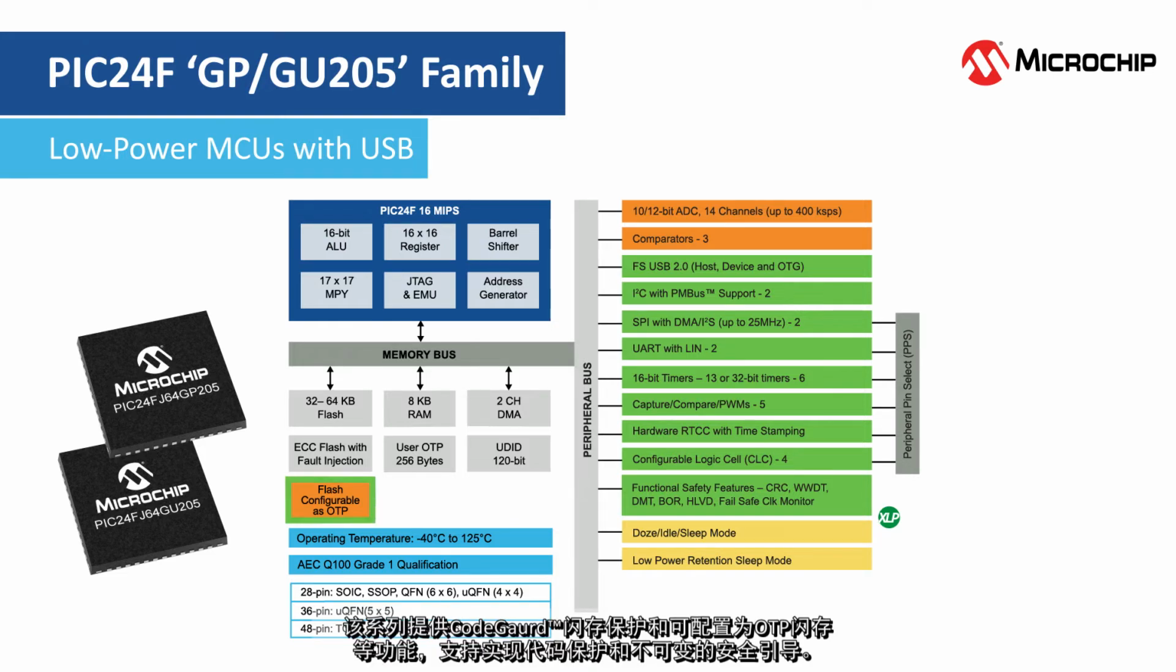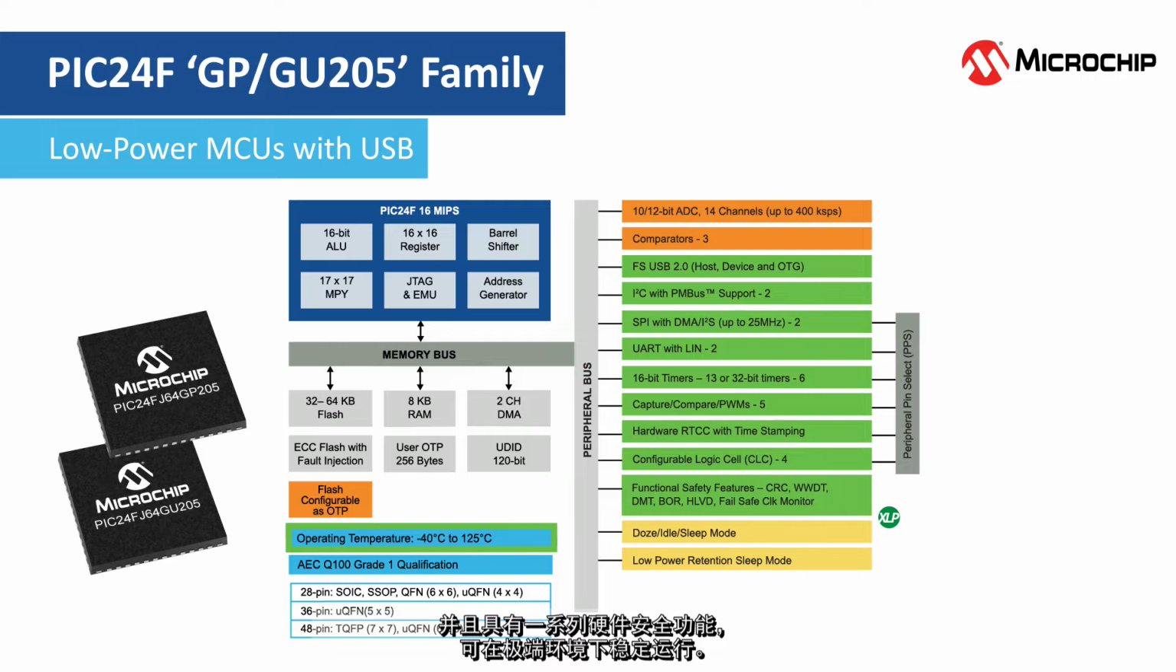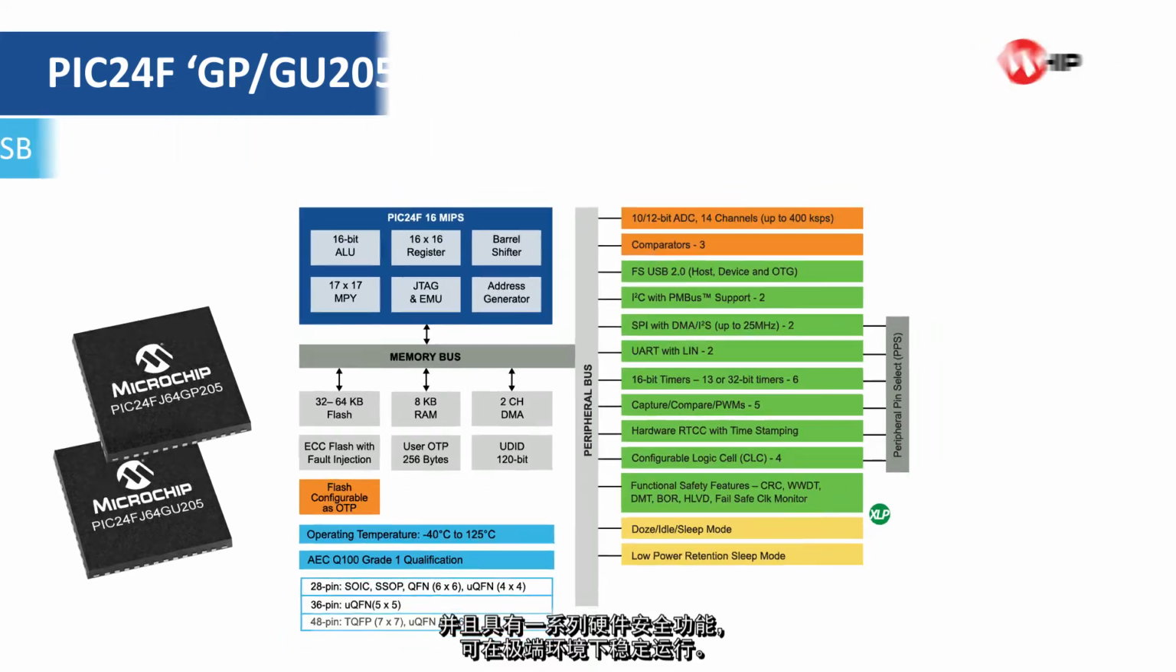Offering features like CodeGuard flash protection and flash configurable as OTP, this family enables implementing code protections and immutable secure boot. The AEC-Q100 Grade 1 qualified family can operate up to 125 degrees C and features a range of hardware safety features for robust operation in extreme environments.